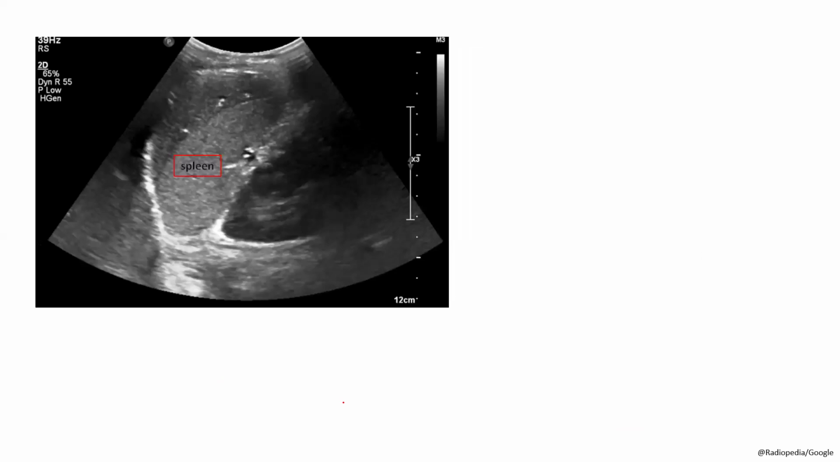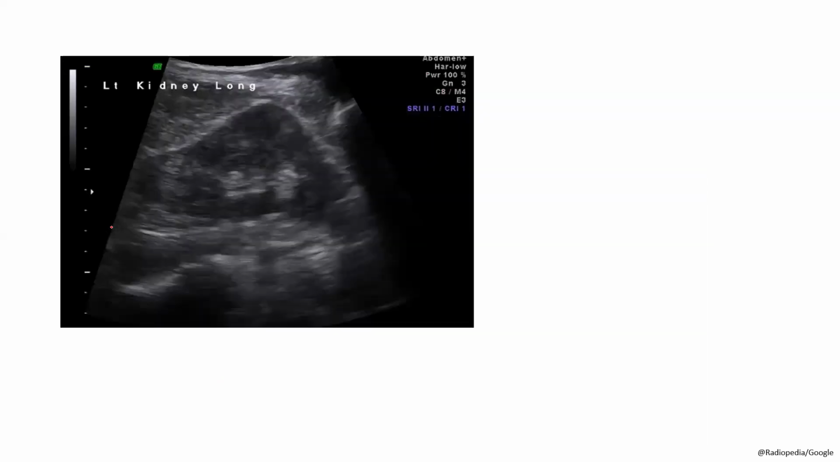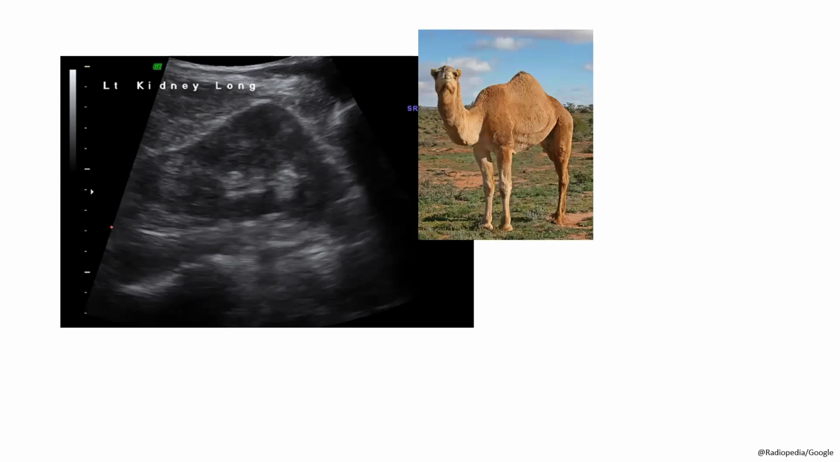What is this sign? This is beaver tail liver, which is because of an elongated left lobe of the liver, which covers the spleen. So we must identify this is a normal variation and it is not a pathology. It can be misinterpreted as perisplenic hemorrhage or subcapsular hematoma on CT and ultrasound. What is this sign? This is dromedary hump, which is another normal appearance of kidney. It is because of a focal bulge on the lateral border of the kidney.